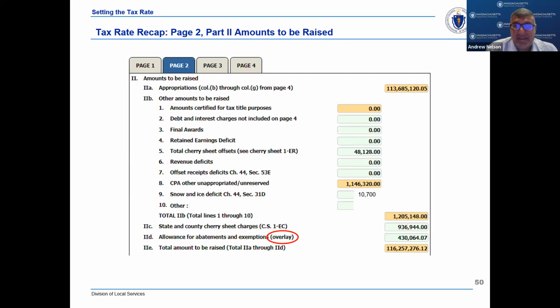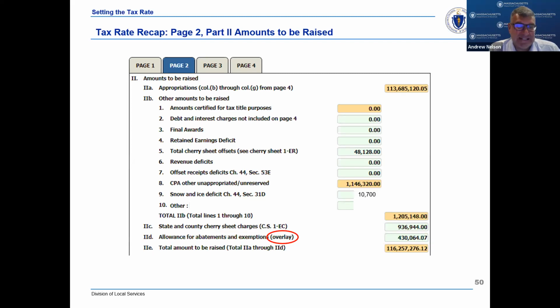Other is anything other than these that is legally allowable to be raised here. You reach out to your rep if you have something, and they would work with you on what they need to support this and if it's an allowable number to go there. So in their case, their lines 1 through 10 equal $1.2 million. That number is getting added to what we're raising.